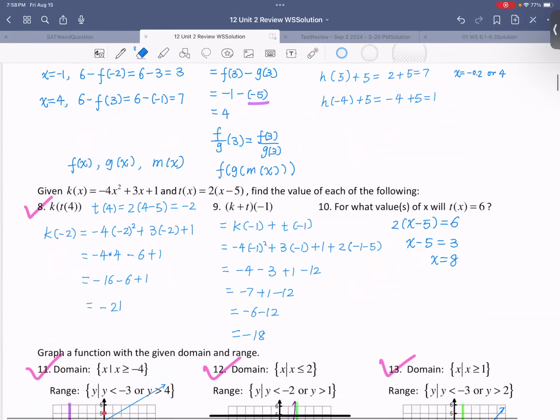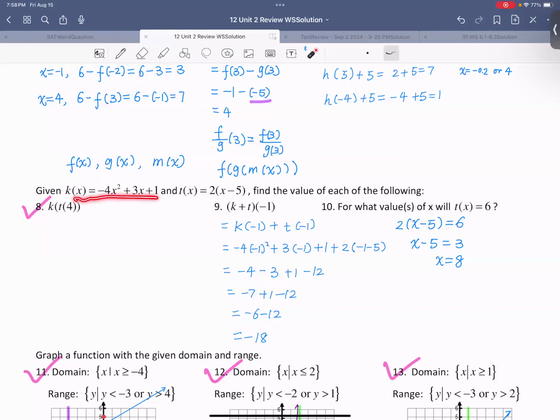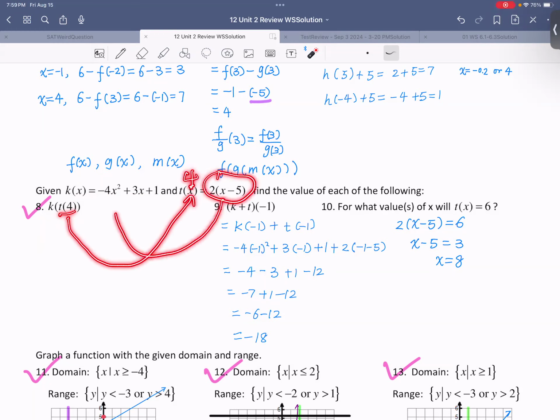Let's do a composite function. Go ahead. You have k of x and t of x, and you are looking for k of t of 4. So you want to do the 4 first, and whatever the output is, put it inside to solve.